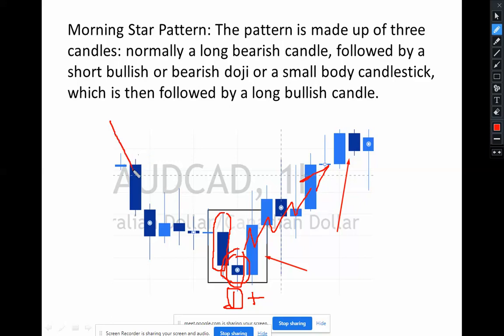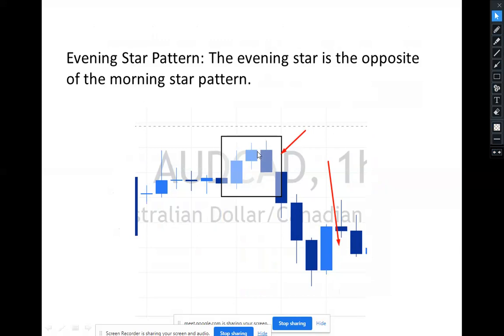The morning star pattern usually occurs after a downtrend. So once you see a downtrend, open your chart and look for a morning star. Once the morning star occurs, then you start trading right away. This is how to analyze the morning star pattern.